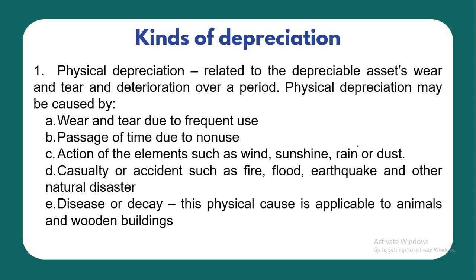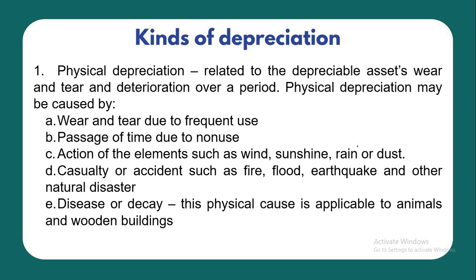Next, action of the elements such as wind, sunshine, rain, or dust. So naigo siya sa mga elements. Naay mga asset nga dili pwede mahanginan, dili pwede mainitan, maulanan, or maabugan. So pag naigo sila sa kanang mga elements, probably there will be deteriorations on their physical appearances. Next, casualty or accident such as a fire, flood, earthquake, and other natural disasters.